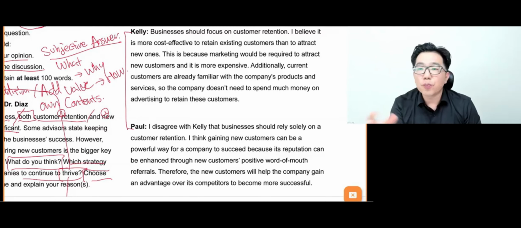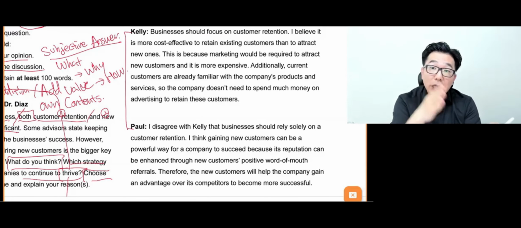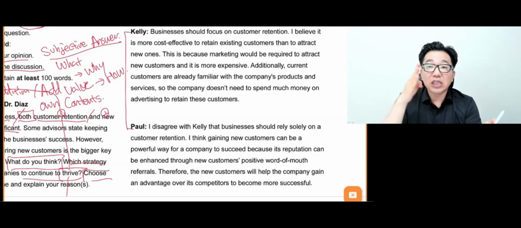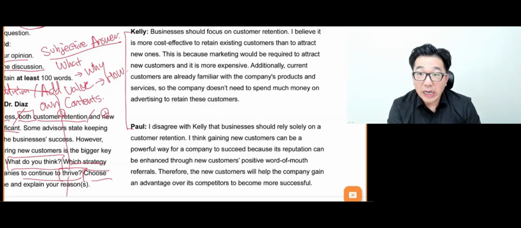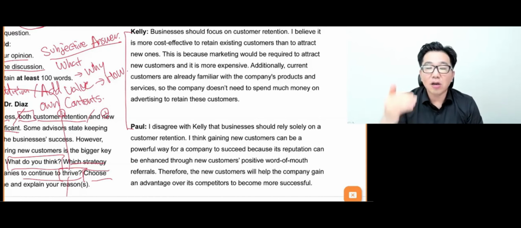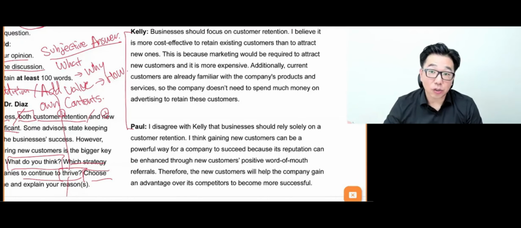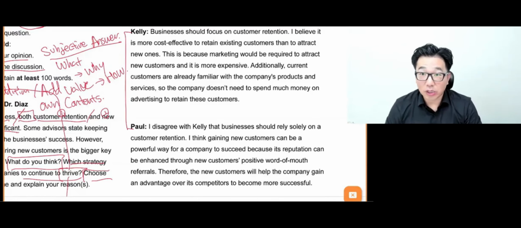Like, which fruit do you prefer? Apple or banana? You're not really creating your answer. You just need to choose apple or you just need to choose banana. And the real game starts only when you need to start thinking about why, like the reason, and how, the explanation. Okay? So that's a closed question. Just like TOEFL speaking question 1.